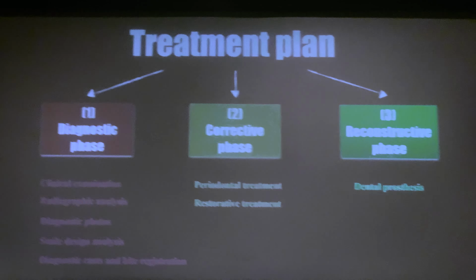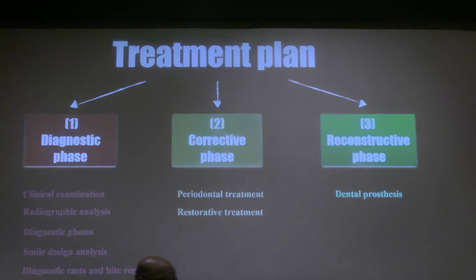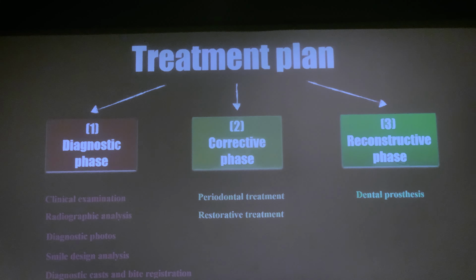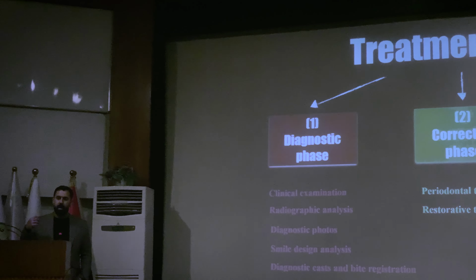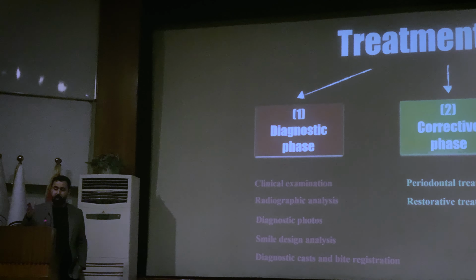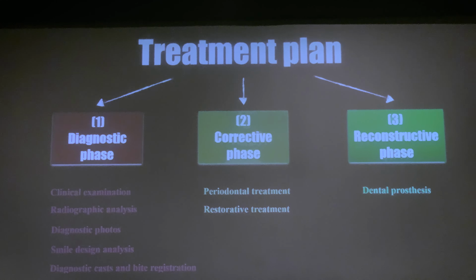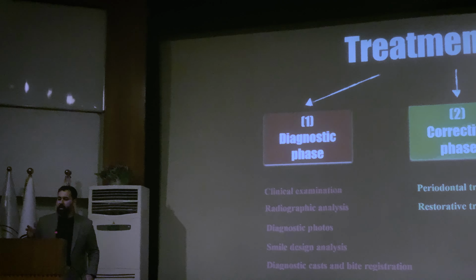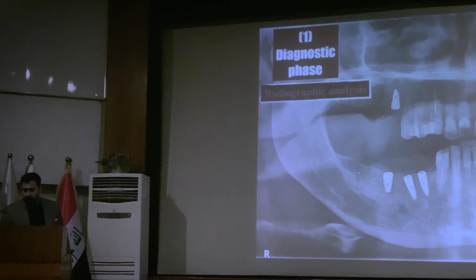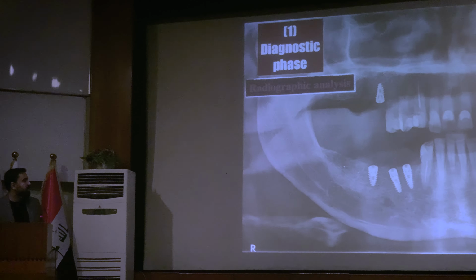So, as always, we have a plan, and our plan was mainly divided into 3 phases. The first one was the diagnostic phase, where we collected all the data, made the clinical examination and radiographs, and took the scans for making a study cast. The second, corrective phase was where we do the periodontal treatment and any restorative treatment. And the final phase, the reconstructive phase, where we do the final preparations and cement our final restoration. So this is the panoramic view for the patient, the radiographic analysis.